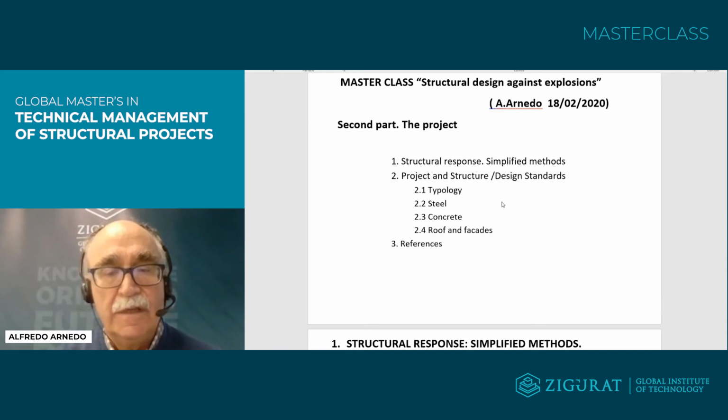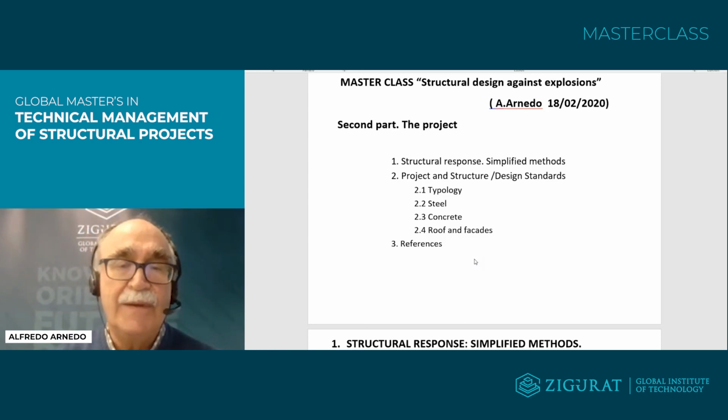A bit about typology, especially when the building or the structure are made of steel, concrete, or composite. And a special situation: we have to take care about the roof and the facade, and at the end, the common reference belonging to the first part and the second part.